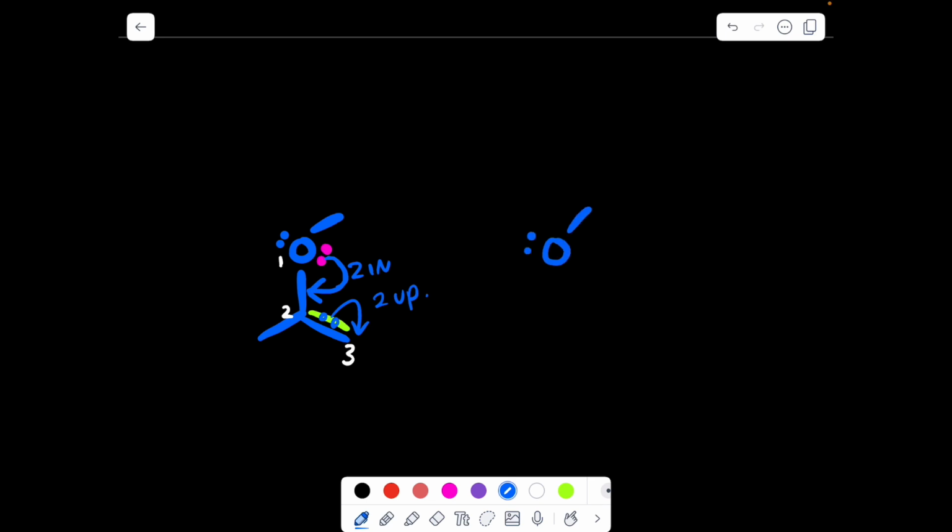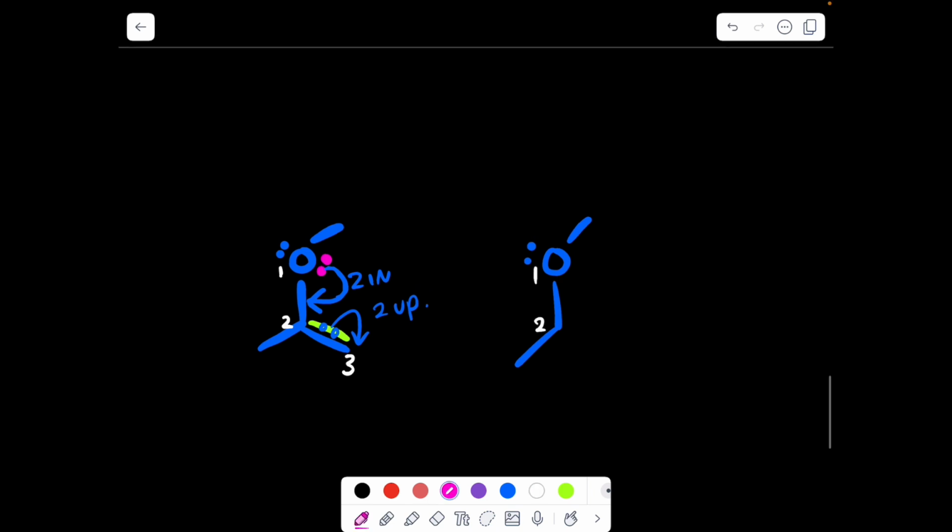So now, in between atoms number 1 and 2, the 2 electrons initially in that lone pair are now in a pi bond. And then atom number 3 gained the 2 electrons that were initially in the green pi bond. So atom number 3 becomes negatively charged.